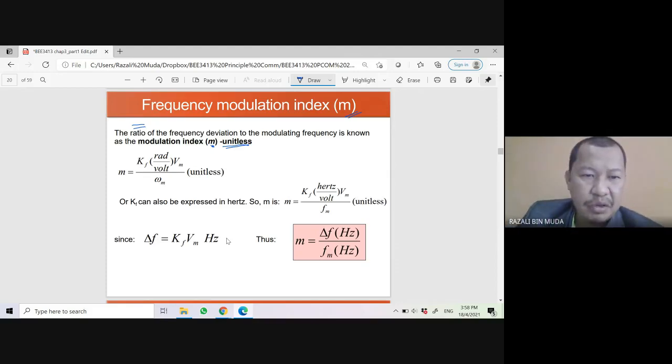Okay, M equal to Kf Vm over omega m, or Kf can also be expressed in Hertz. So M is Kf Hertz per volt, Vm over Fm. So this is radian per volt, this is Hertz per volt, unitless. Since delta F equal to Kf Vm, therefore M equal to delta F over Fm.